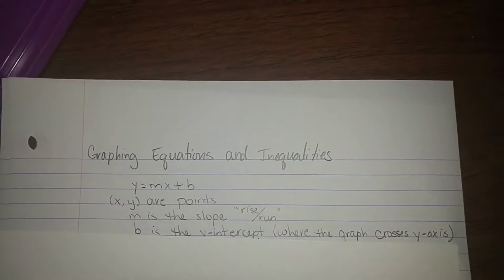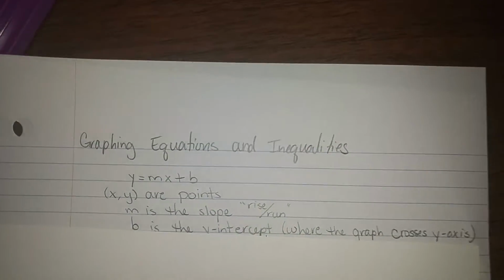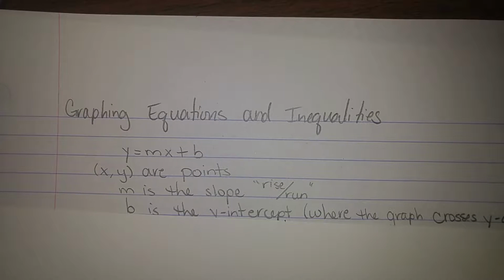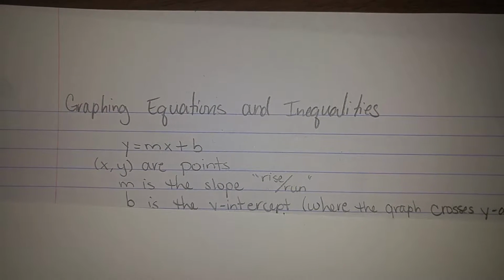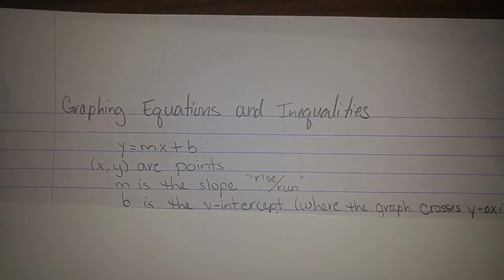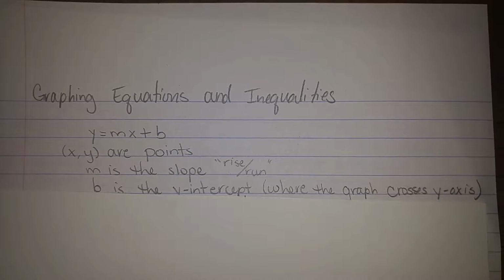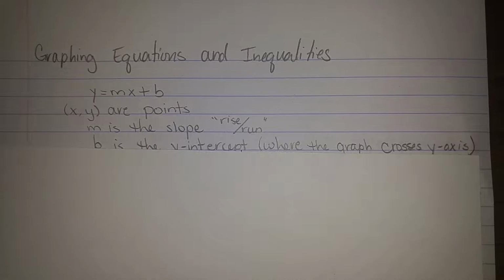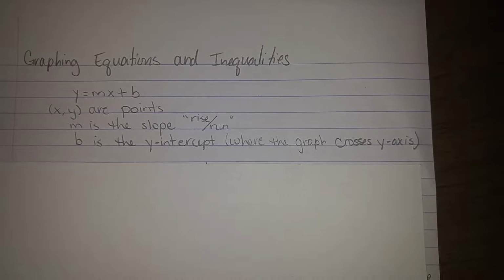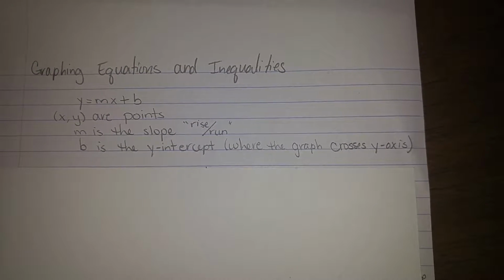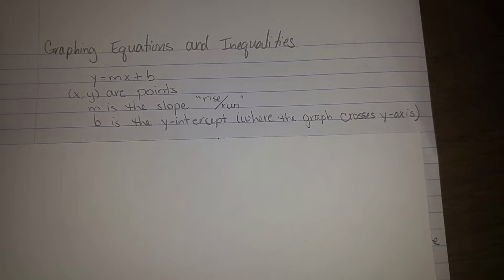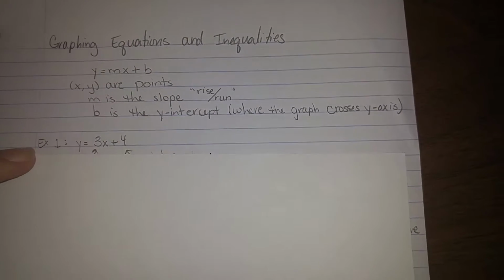Alright, graphing equations and inequalities, I'm going to start from the beginning. So we graph using y equals mx plus b, where x and y are any point on the whole entire line. M is the slope in the form of rise over run, and b is the y-intercept. That is the starting point where we start graphing our equation, and we start that at the place where it crosses the y-axis. So I have an example.